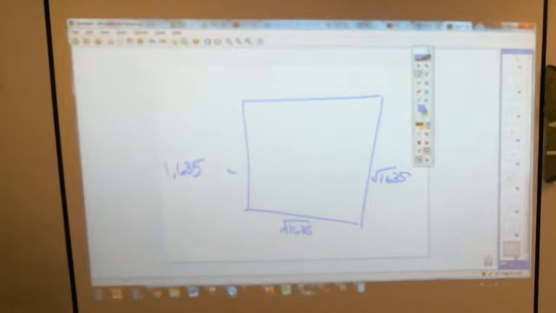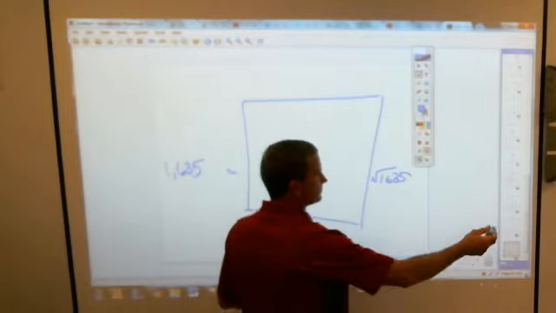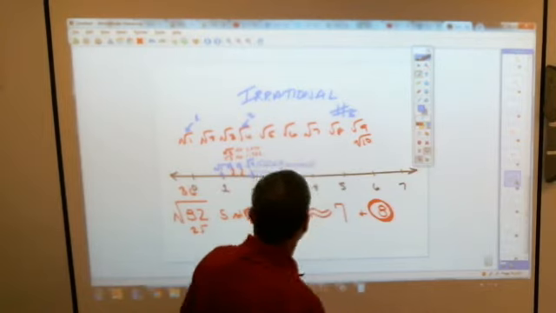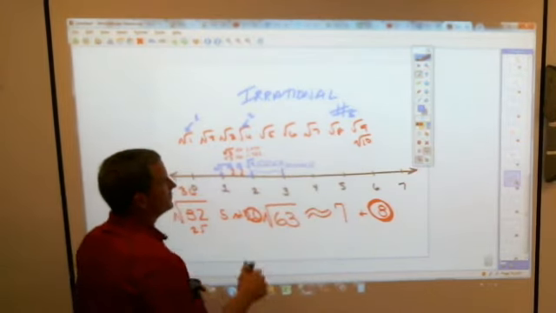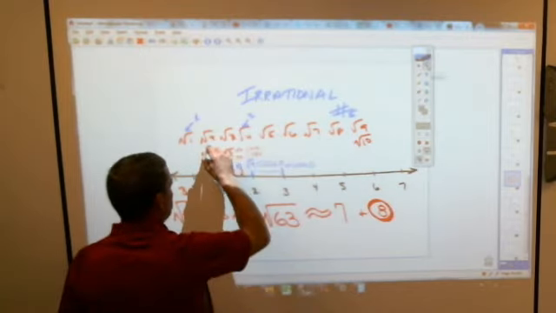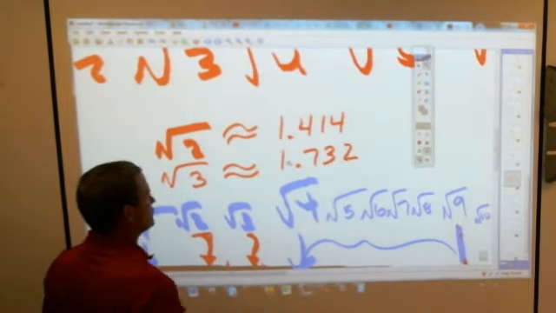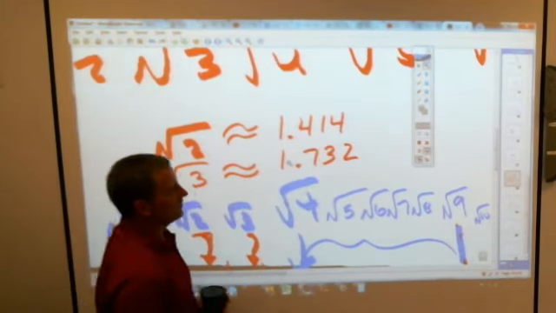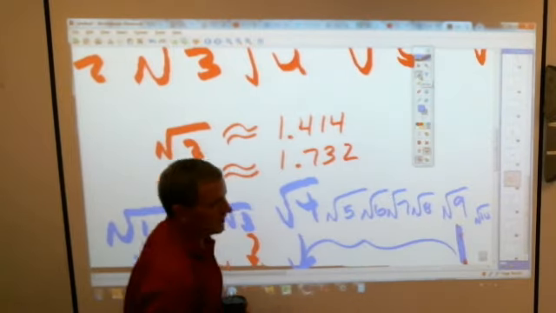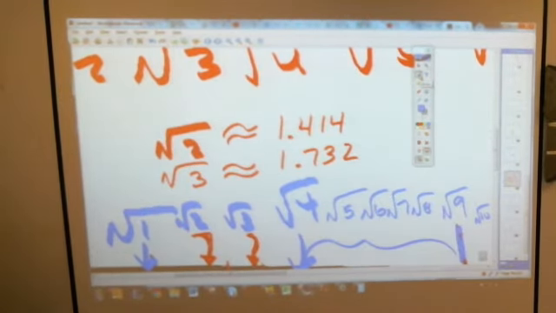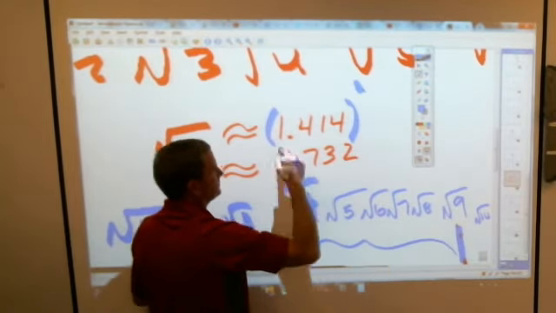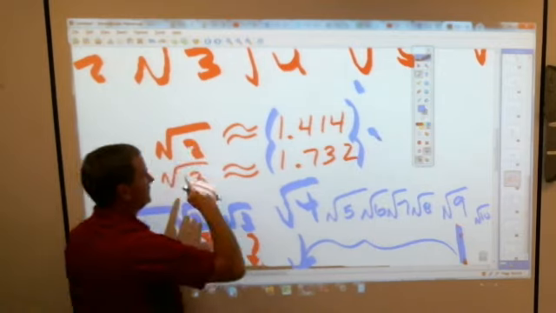All right, this is your assignment. Write this down. Take a little note. Because we said that these are approximations, you are going to do me a favor and find out just how close they are. Your assignment for tomorrow is to take both of these numbers and square them and see how close your answer is to both 2 and 3.